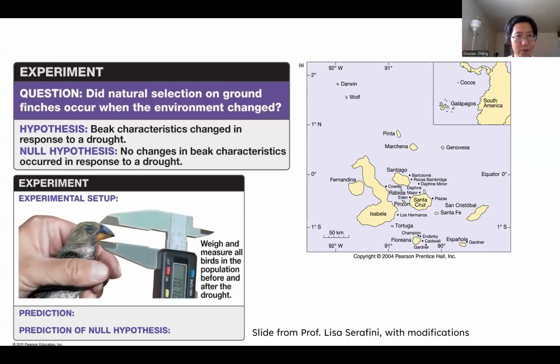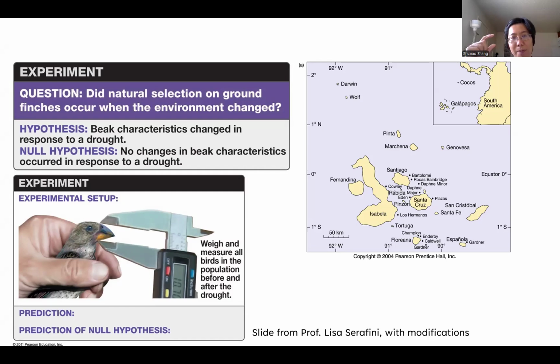So an example of this, one of the most famous examples, is the Galapagos Island finches. And the research question that was asked in this classic experiment is, did natural selection on ground finches occur when the environment changed? The hypothesis posed by scientists is that if there is a drought, there should be a change in the beak characteristics because the availability of food sources and food type will change, right?